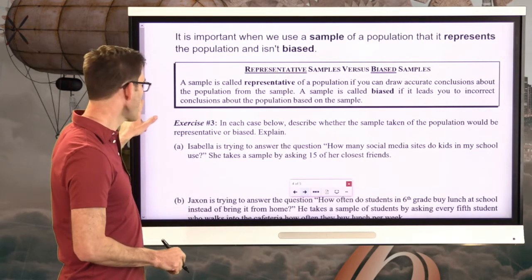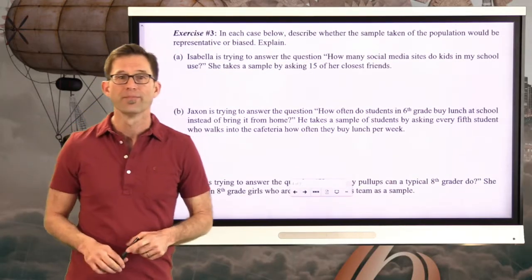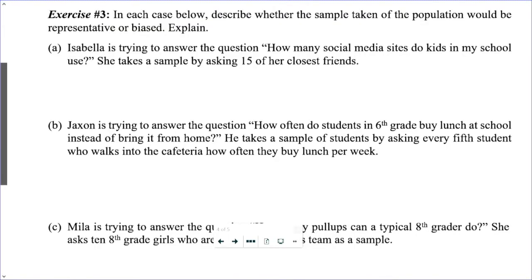So let's take a look at that idea in our last exercise, exercise number 3. In each case below, describe whether the sample taken of the population would be representative or biased. Explain. Letter A. Isabella is trying to answer the question, how many social media sites do kids in my school use? She takes a sample by asking 15 of her closest friends.